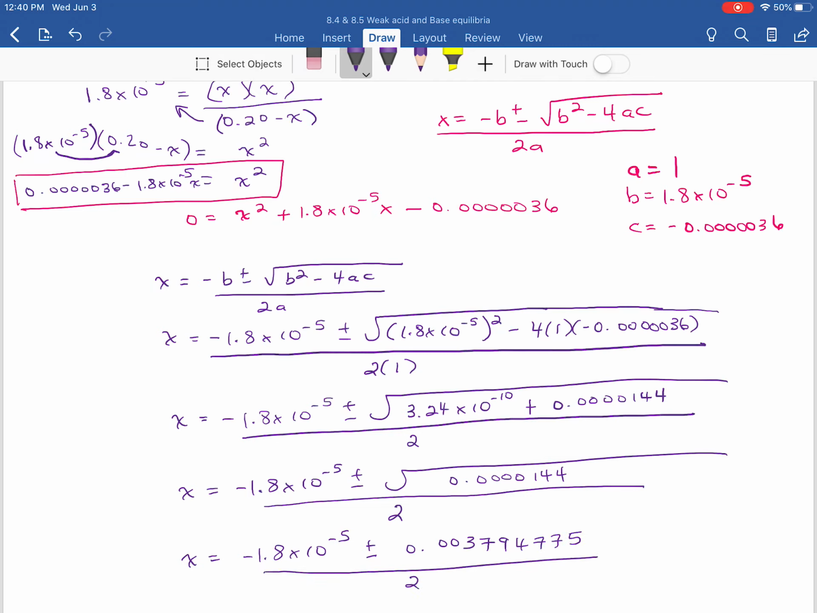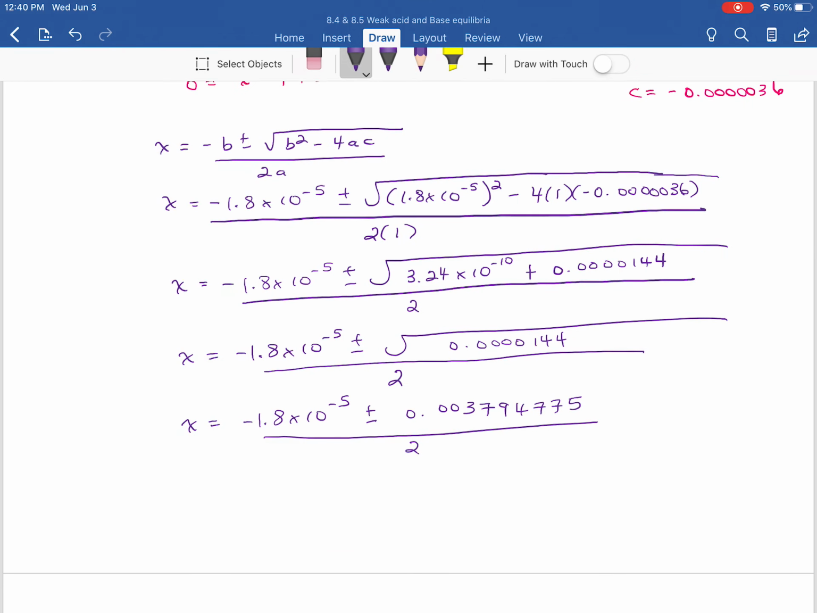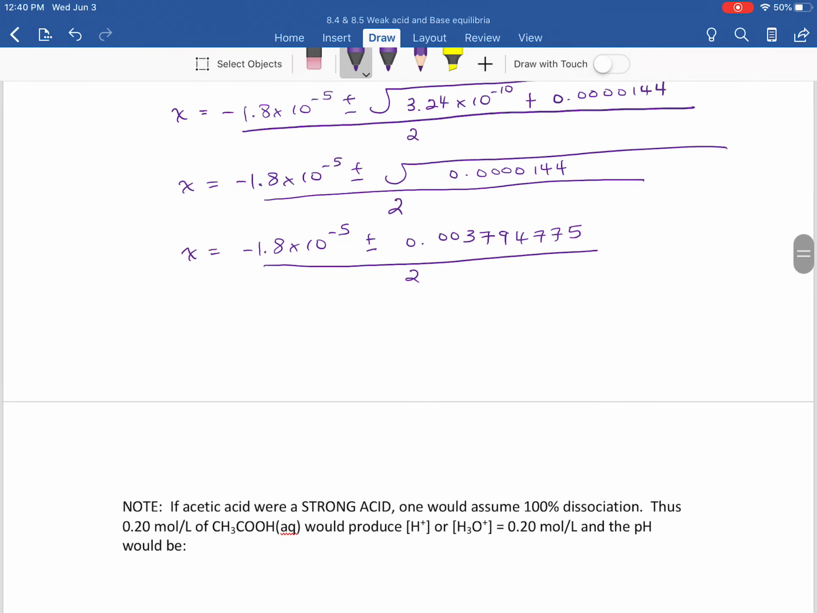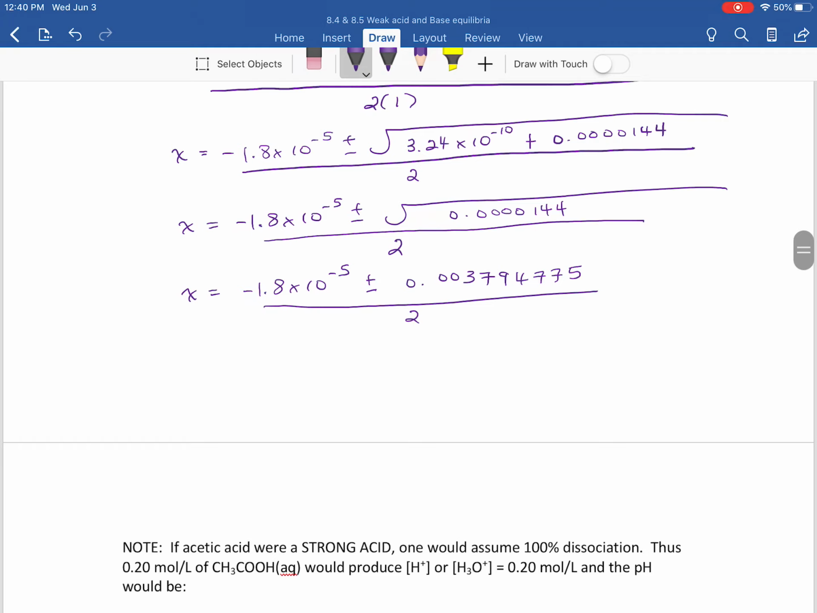Now let's save ourselves some time. I'm almost at the end of this page. Oh boy, I'll figure it out. We know that we can't have a negative concentration. Because we can't have a negative concentration, we don't even need to subtract these. Sorry, got excited there. We are just going to add them. There's no point wasting the space that I don't really have. I'm just going to add, not subtract, okay?